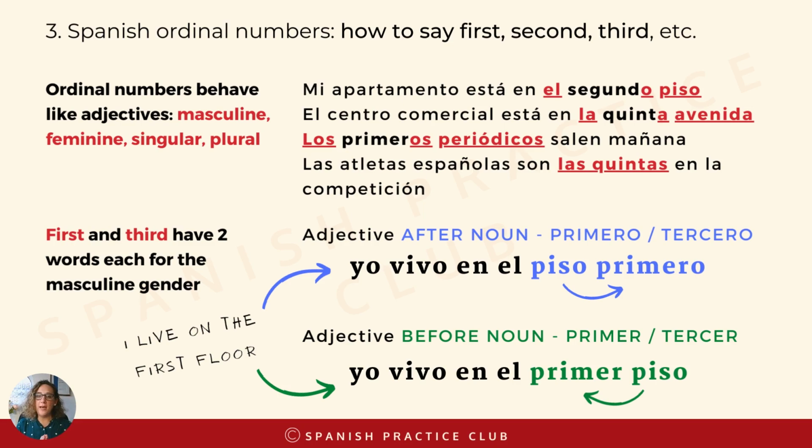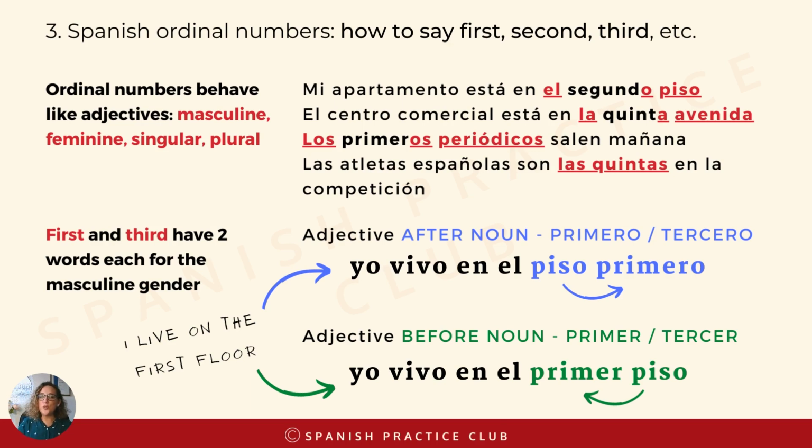Now, let's move on to explain that irregularity with first and third. So they are an exception. It only happens with these two numbers, first and third, where they have two words for the singular masculine. And this is the way you would use them. And this is a 100% rule, so you want to learn that. So if you want to use the word primero, it is because you are putting the adjective after the noun. So to say, for example, the sentence in Spanish, I live on the first floor, you can say it in two ways. Yo vivo en el piso primero.